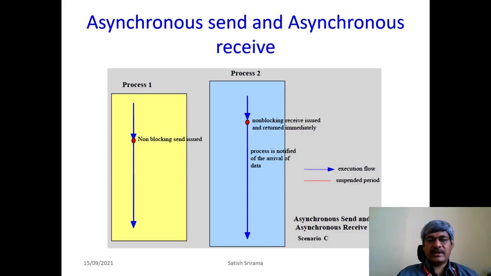For example, once the data is actually received, the process may be notified of the arrival of the data by the IPC. Just now we have seen this, by using a listener or event handler. That's about the fourth approach, asynchronous send and asynchronous receive.